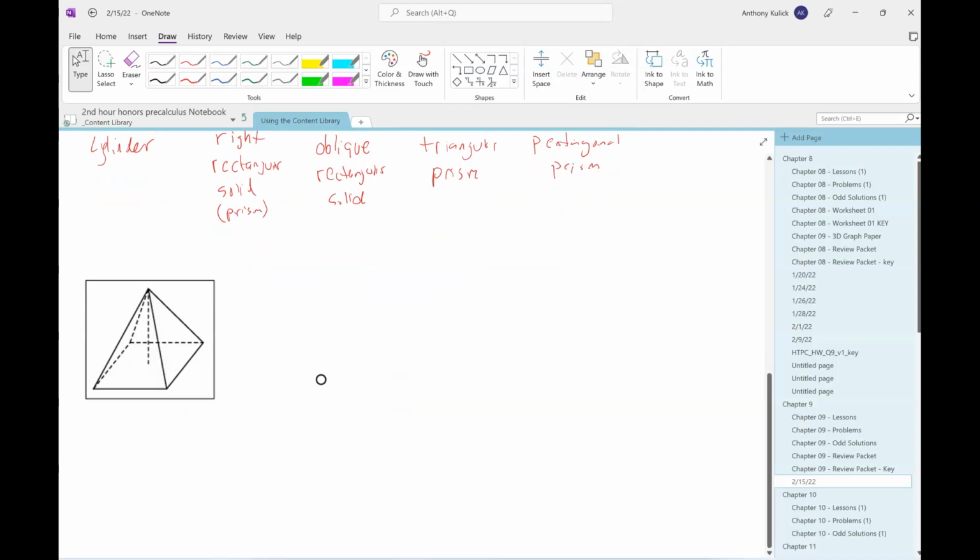So we got our pyramid here, but we might want to include some extra qualifiers. So what other qualifiers could I attach to this pyramid? Square-based, okay, and then what else? Yeah, because really the height is at a right angle to the base.